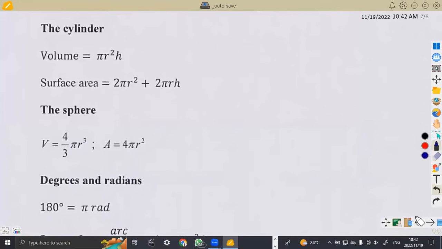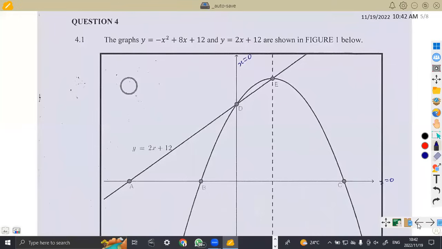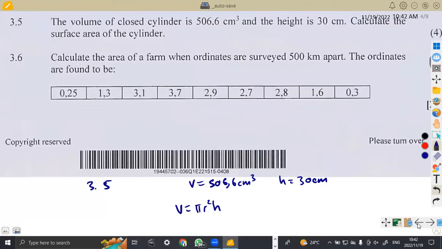Right. Let's see. Okay, here we've got our cylinder, which means we can work out the volume, pi r squared, then the surface area, 2 pi r squared plus 2 pi r h. So everything is there, which means we can write our information. We say the surface area is 2 pi r squared plus 2 pi r h.